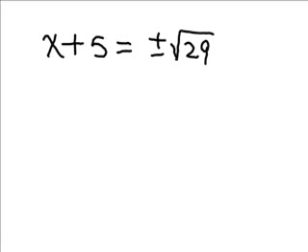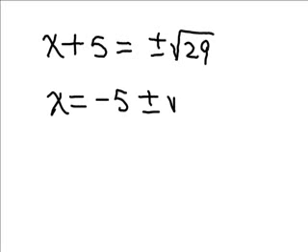And now I need to solve for x. I can just add -5 to both sides, or transpose that 5 to the other side. So I now have x equal to -5 plus or minus the square root of 29.